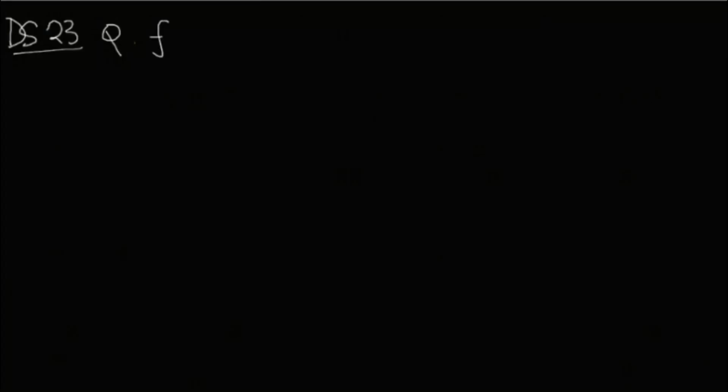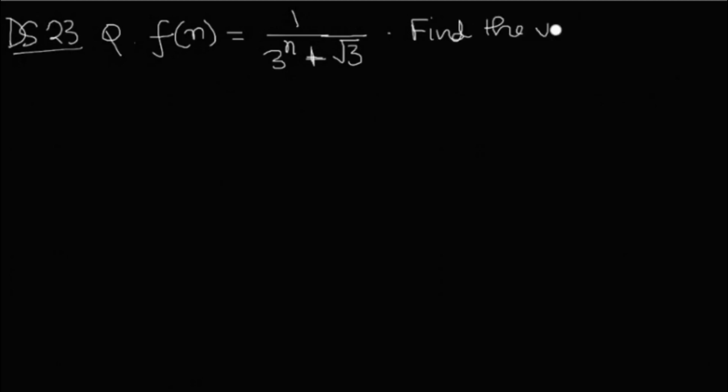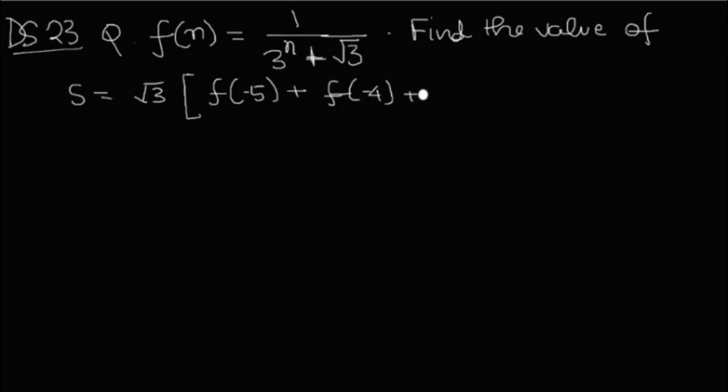So the question says, I define a function f of n. It is 1 by 3 to the power n plus square root of 3. And I want to find the value of S, which is given by root of 3 times f of minus 5, f of minus 4, and it goes all the way to f of 6.